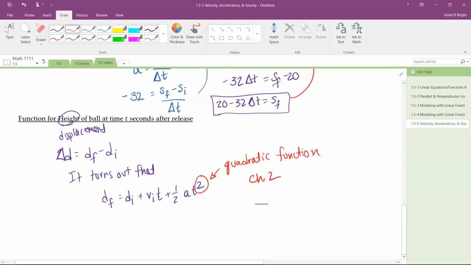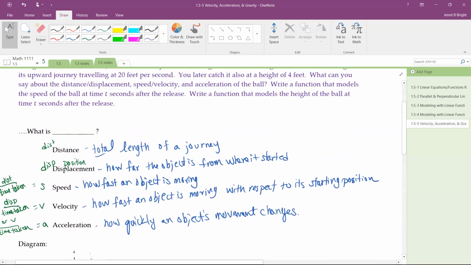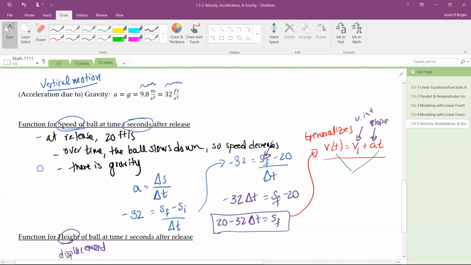Big idea here, just to introduce you to these 5 physical quantities: distance, displacement, speed, velocity, acceleration, and then get a nice linear model out of this whole thing with velocity, using velocity, acceleration, and time.